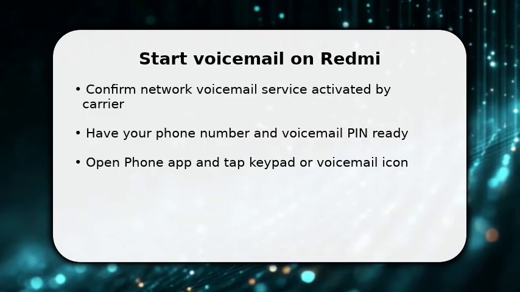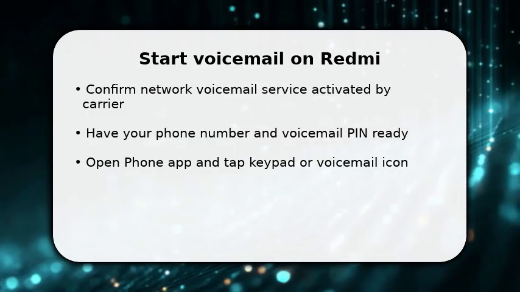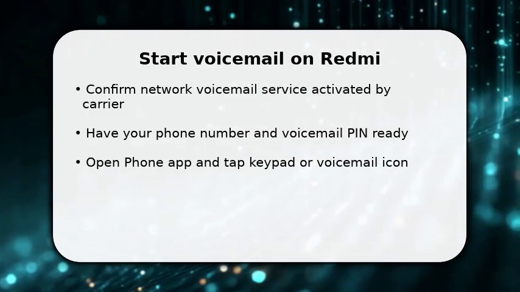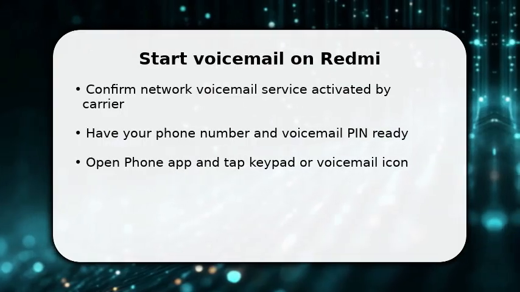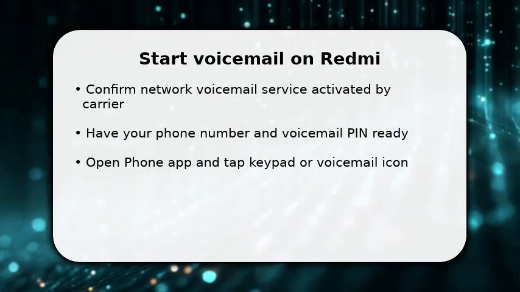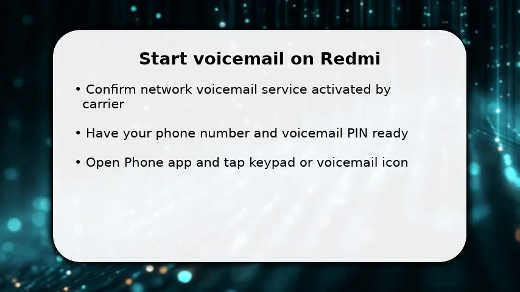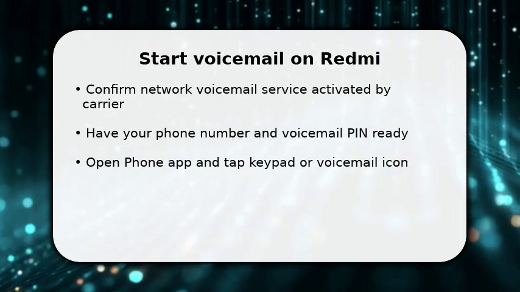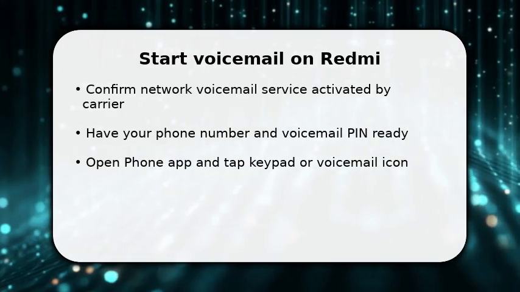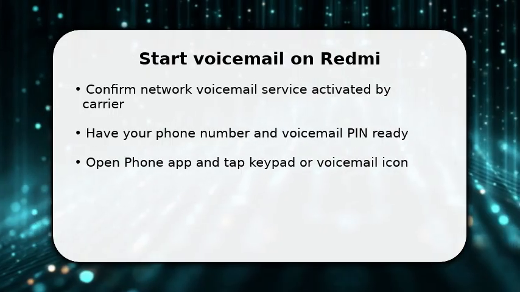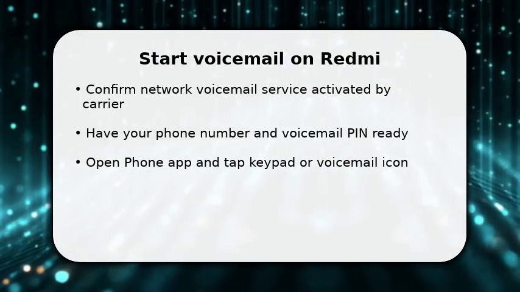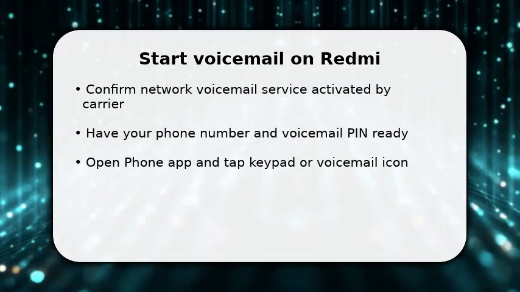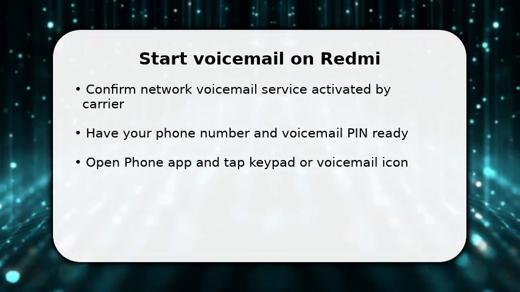You'll begin by confirming the carrier voicemail service is active. This is necessary for Redmi to connect. Once done, open the phone app and tap the voicemail icon or press and hold 1 to call voicemail. You'll be prompted to enter a PIN if required. Enter it now. Make sure to listen for the prompts and follow options for greeting changes. This first step gets the line connected and authenticates you, so subsequent setup is stored on the network.